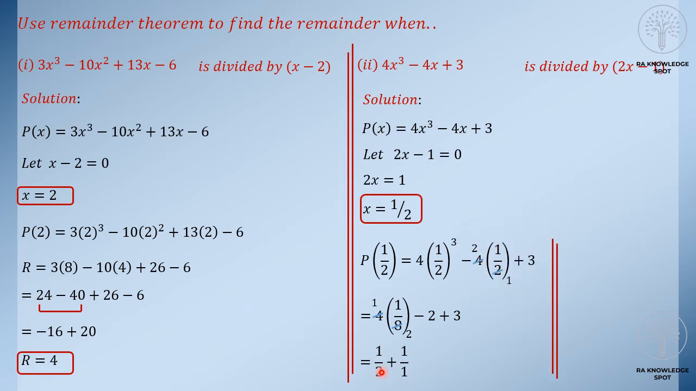Then the left terms will be 1 ones are 1 divided by 2. This is plus minus minus 3 minus 2, that is 1. And there is no number, so we can write 1 here to make it a fraction because this is already a fraction.